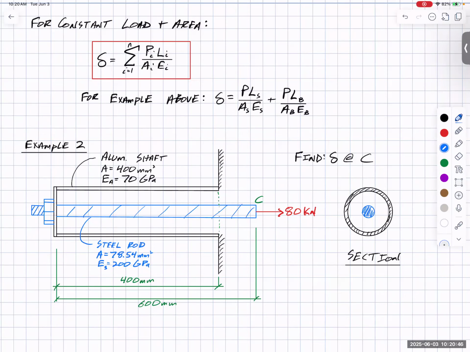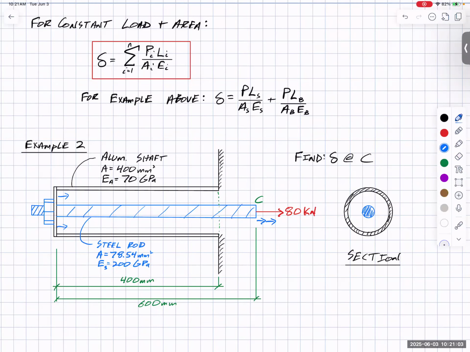It's getting pulled, so it's going to be pulled to the right as it elongates. And we already know now we can use this PL over AE. Well, what do we know about this aluminum shaft? The aluminum shaft is under compression, but as it compresses, it's also moving.